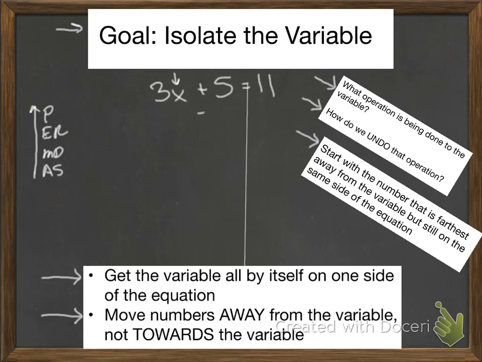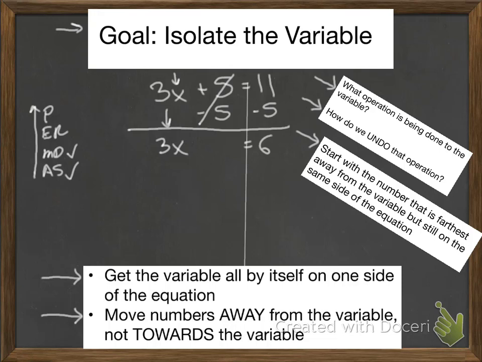So first I need to subtract 5 from both sides. So these go away. 11 minus 5 is 6. I can bring down the 3x. So I've done my addition and subtraction. So now I could do multiplication or division. So again, the 3 is closer, so I'm doing that second.